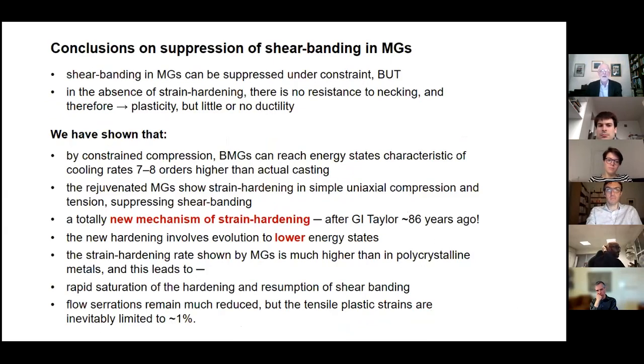We could sum this up in various ways, but I'll just say it's really a totally new mechanism of strain hardening, quite different from anything to do with dislocations, and the energy goes in the opposite direction. But in the end, it hasn't, in fact, brought us very much improvement in ductility. For the closing little bit of the talk, I want to take you to yet another area.